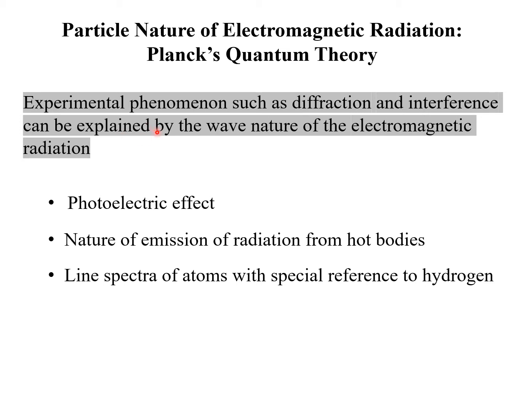The experimental phenomena such as diffraction and interference can be explained by the wave nature of the electromagnetic radiation. But apart from those, there were several experiments that could not be explained by the wave nature of the electromagnetic radiation, for which the particle nature of the electromagnetic radiation needed to be coined. A few of these are the photoelectric effect, the nature of the emission of radiation from hot bodies, and the line spectra of atoms with special reference to hydrogen. All of these will be discussed later in the slides.